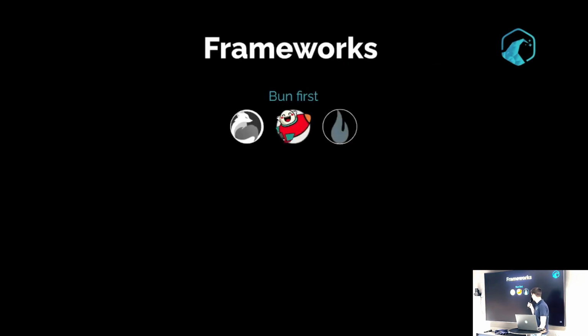I just want to show you some Bun-first frameworks. There's Elysia.js, Bao.js, and Stric. They are all web API frameworks. This is because it's pretty nice to develop web APIs with Bun, and so you can easily build a framework on top of it.